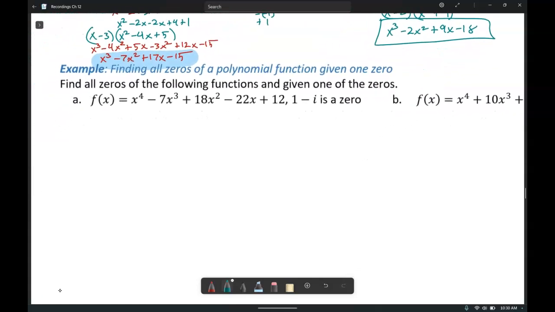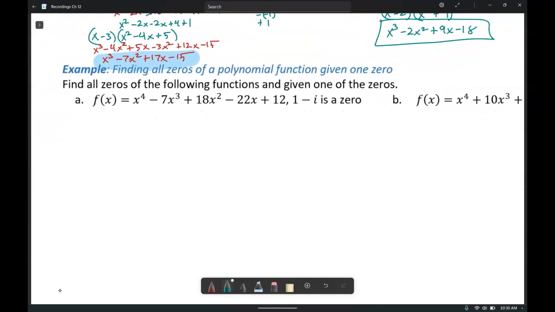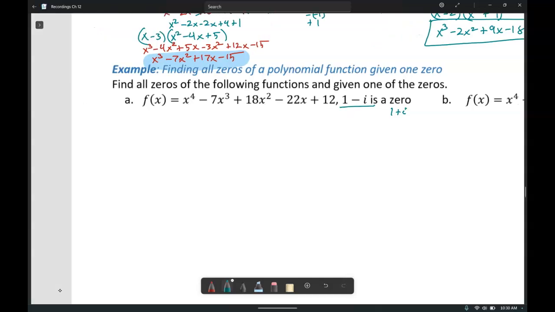Last but not least, we're going to do what we did in the previous lesson, and we're going to find all the zeros of a function given one of the zeros. We're given that 1 minus i is a zero. But keep in mind that we also know that 1 plus i is a zero. So we're actually given two zeros that we're going to use with synthetic division to find the rest of the zeros. So we start with 1 minus i, and we set up our synthetic division.